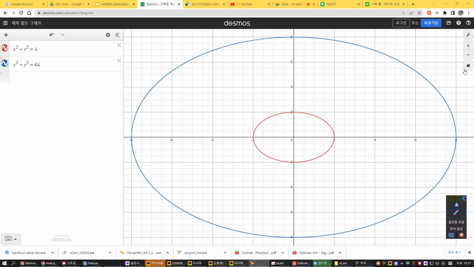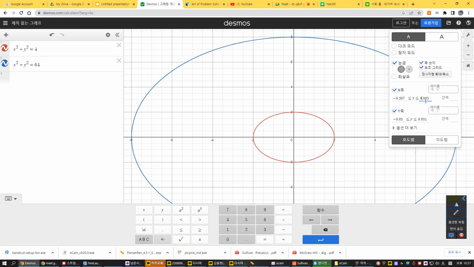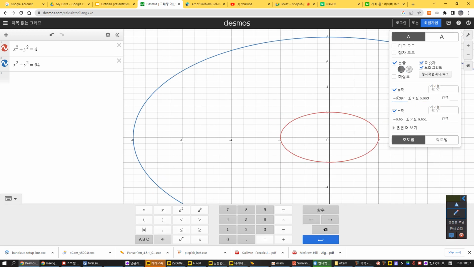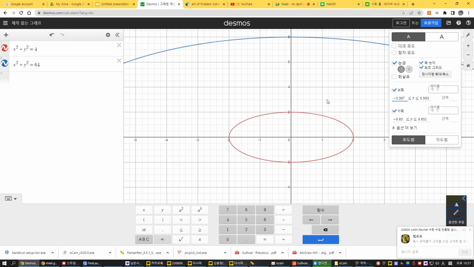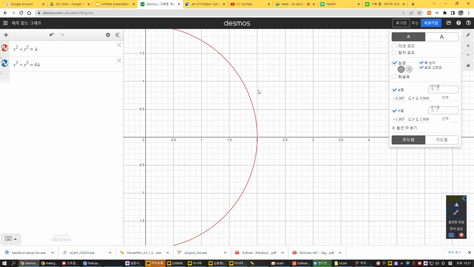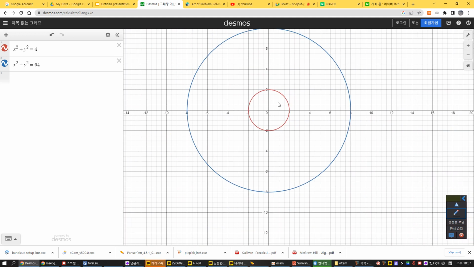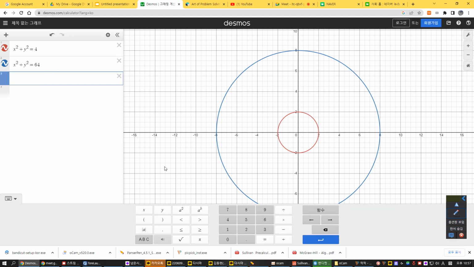Maybe I should say it this way. Try clicking the square zoom in/out button. Yeah, this one. Okay, that looks good. Now it looks like a circle. Yeah. And then let's make the third circle.